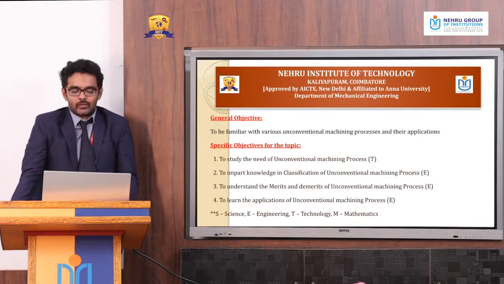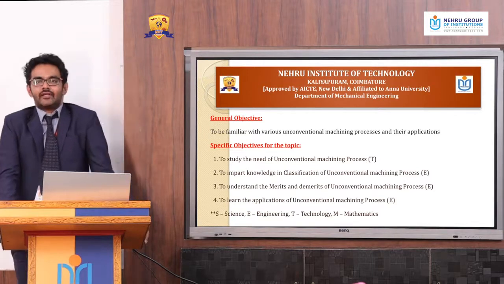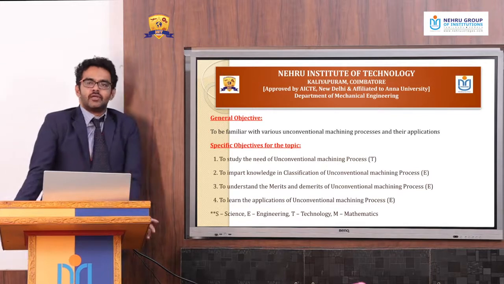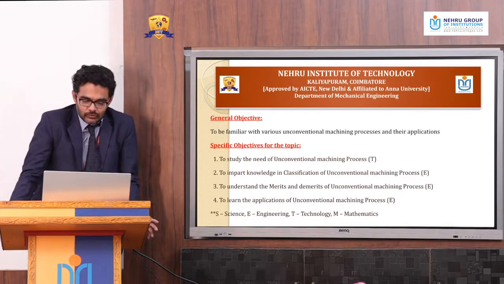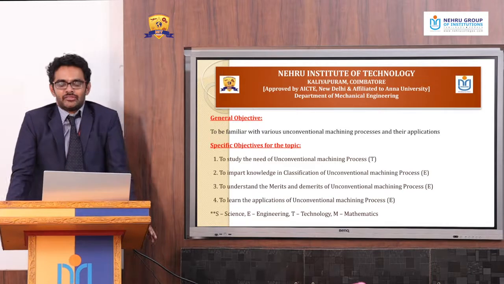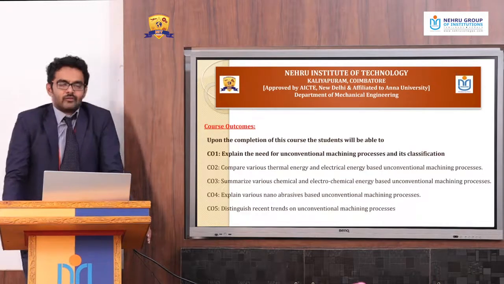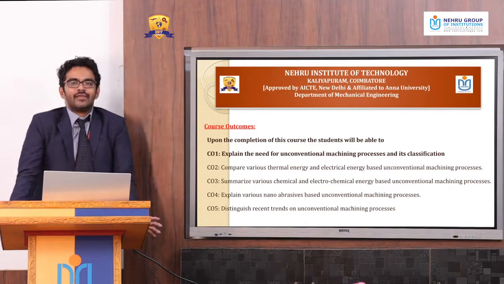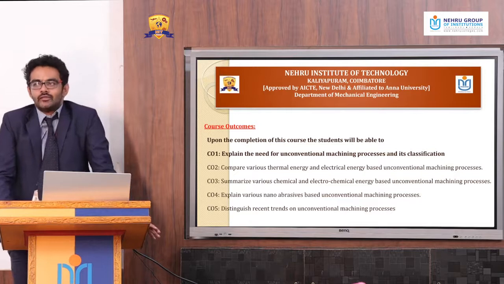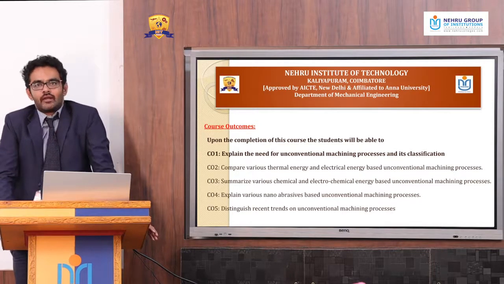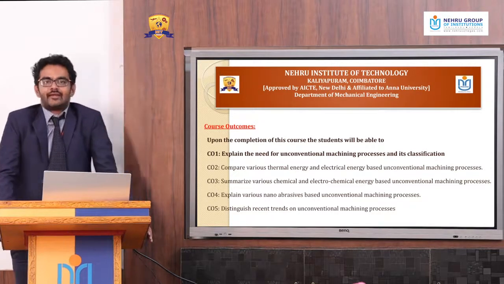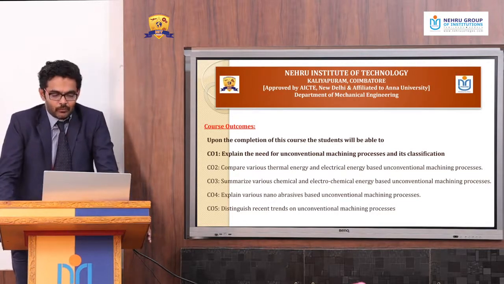In that specific topic, we have to study the need of the unconventional machining process, then classification, and understand the merits and demerits of unconventional machining process. They should also know about the applications. Depending upon the course outcome, the students should be able to compare the various machining processes according to the source of energy, that is thermal energy sources, mechanical energy sources, different electrical energy sources and other types of sources.